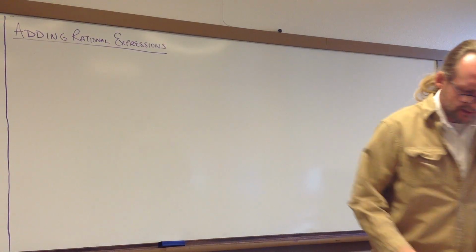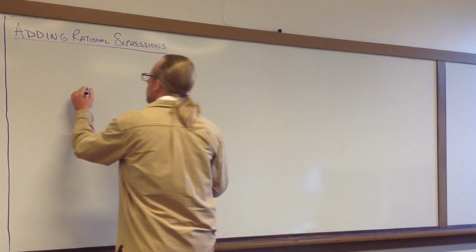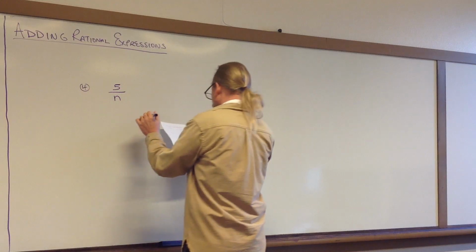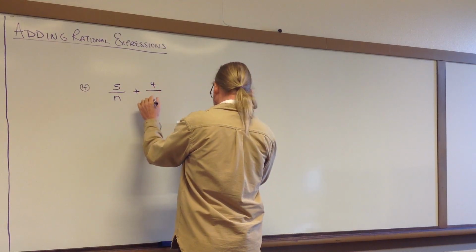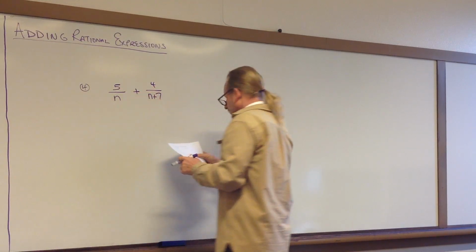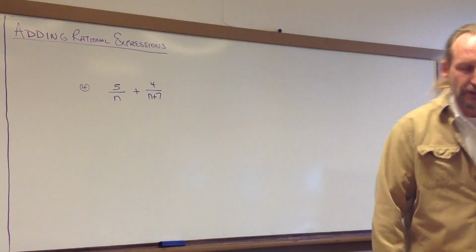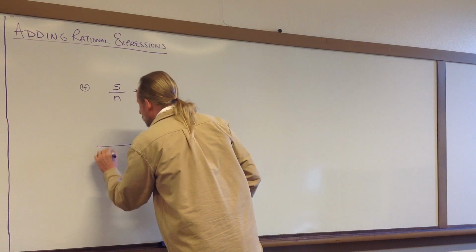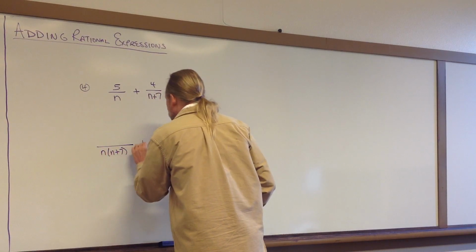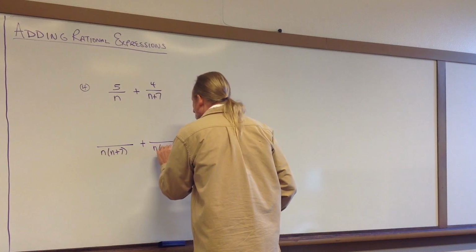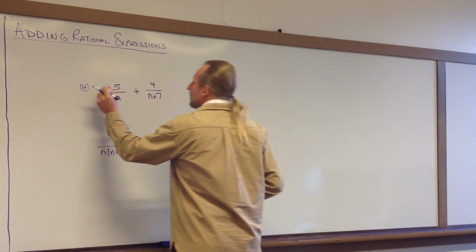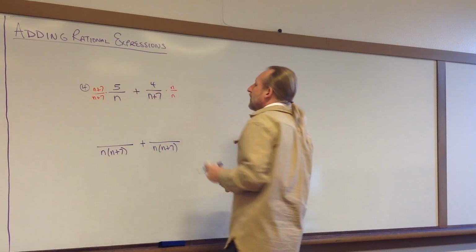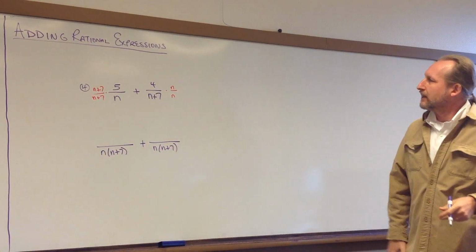Okay, problem 4 is very similar. We've got one denominator that's just a single variable, and then the other denominator is n plus 7. And so we're going to do the same thing. Our common denominator here is the product of these two, n times n plus 7. And over here, we need to multiply by n plus 7 over n plus 7. And over here, we need to multiply by n over n.